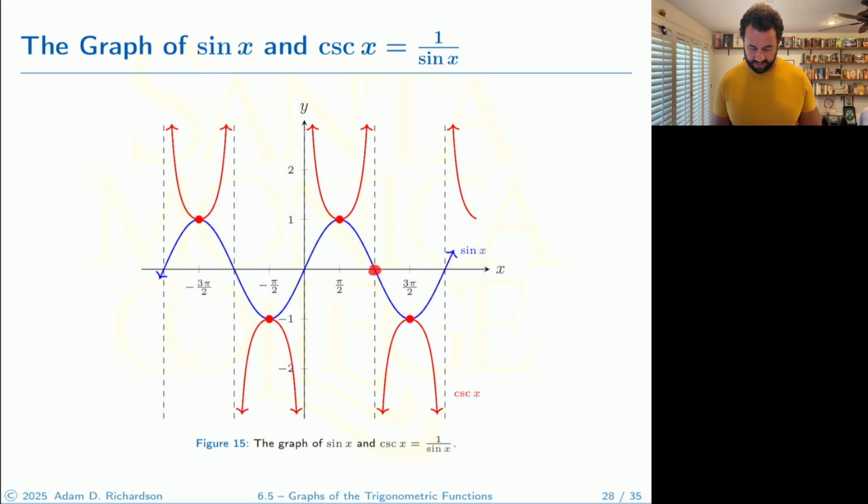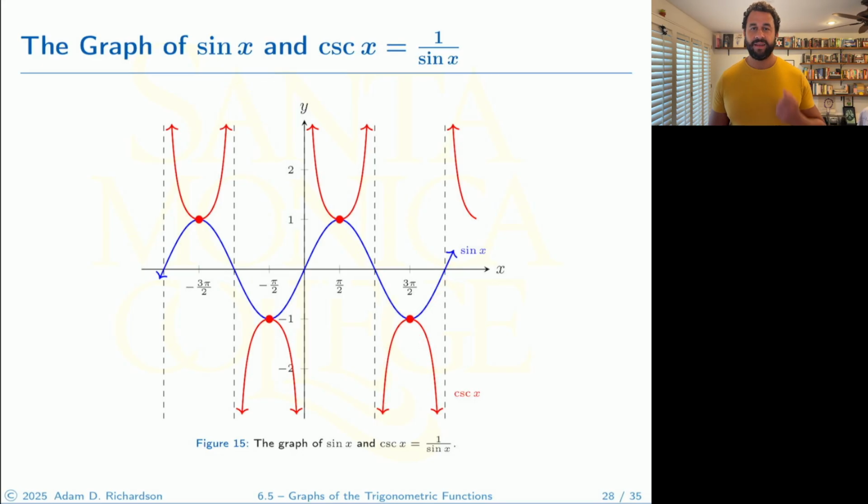Check out what's going on here. So everywhere sine has a 0, cosecant has a vertical asymptote. Basically, there's like this midline, right? And every time sine crosses that midline, that is where we're going to have a vertical asymptote for cosecant. There it is. Remember the sign, like the plus or minus, is the same. So here, sine is above the x-axis, so is cosecant. It's positive. Down here, sine is negative, so is cosecant.